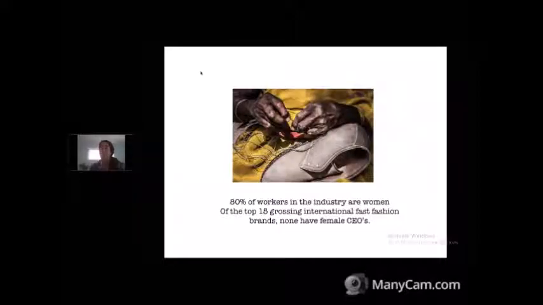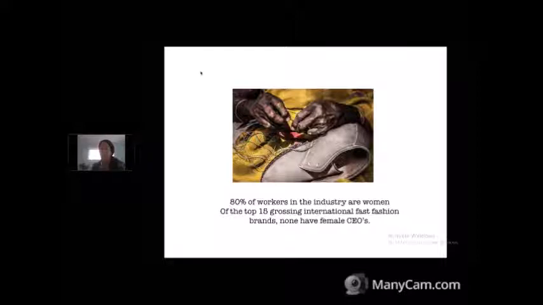And just to restate the problem statement, I'll go through this briefly because I know this is a proactive group who wants to focus on the solutions. But we do have a challenge when we are purchasing clothing from mainstream sources, from the larger global industrial models. 80% of the workers in the industry are women, but of the top 15 grossing international fast fashion brands, none of these companies have female CEOs.